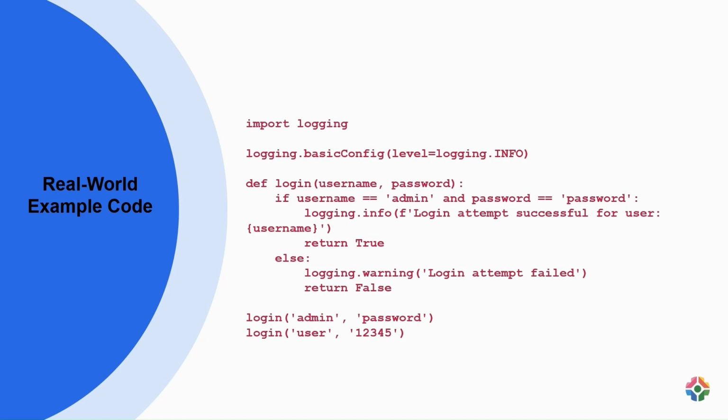Two login attempts are then made using the login function, one with correct credentials, admin password, and one with incorrect credentials, user 12345. In the first login attempt, the correct credentials trigger an info log message confirming the successful login. In the second attempt, an incorrect attempt triggers a warning log message indicating a failed login. This helps in tracking the flow and status of the login attempts for debugging or monitoring purposes.